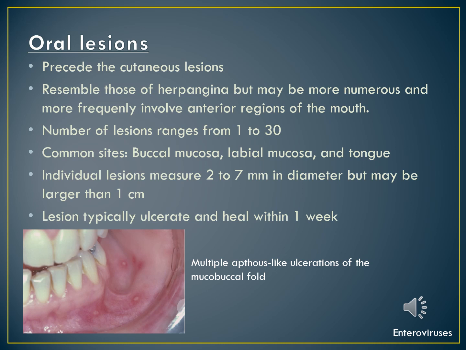Oral lesions of hand, foot, and mouth disease arise without prodromal symptoms and may precede the cutaneous lesions. It resembles those of Herpangina but may be more numerous and more frequently involve the anterior regions of the mouth. The number of lesions ranges from 1 to 30. Buccal mucosa, labial mucosa, and tongue are the most common sites, but any area of oral mucosa may be involved. Individual lesions measure 2 to 7 mm in diameter but may be larger than 1 cm, and the lesions typically ulcerate and heal within 1 week.